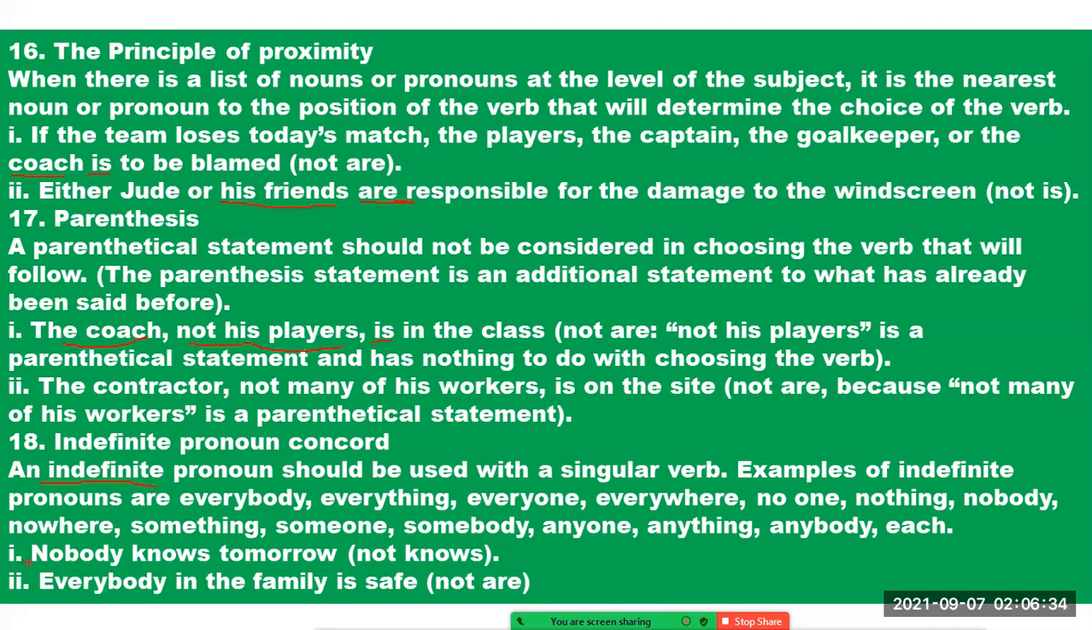For example, in I, we have nobody knows tomorrow. All right? If you say nobody know tomorrow, that is ungrammatical. Because nobody is an indefinite pronoun, the verb that follows is singular. So we treat indefinite pronouns as singular subjects. So this is S1, and of course, the verb has to be V1.